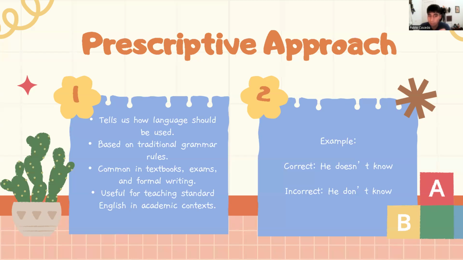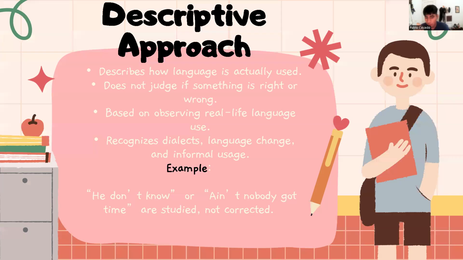In this case, it is the perfect grammar that we use, based on traditional grammar rules and common in textbooks, accent, and formal writing, useful for teaching standard English in academic contexts, right? For example, the correct one: he doesn't know. The incorrect one: he don't know. So the prescriptive approach is just using the traditional grammar, the language that is considered correct.